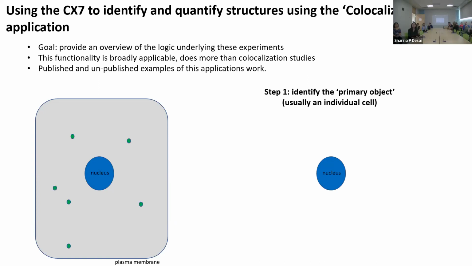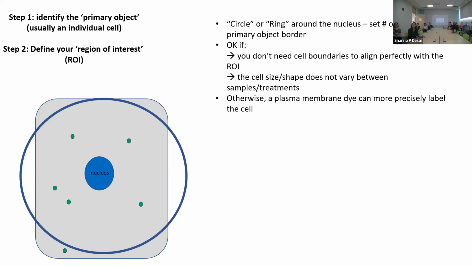For us, in most cases, we use a nuclear stain to help us identify the cell. And so our first step, in CX7 speak, is to identify the primary object, which for us is synonymous with an individual cell, but does not have to be. This is just how we do things. Once we have identified the nucleus of the cell, typically the next step is to define your region of interest, which is the outline of the cell. There are a couple of ways you could do this. Dr. Fu used cell mask, which is a reagent that will label all of the cell.